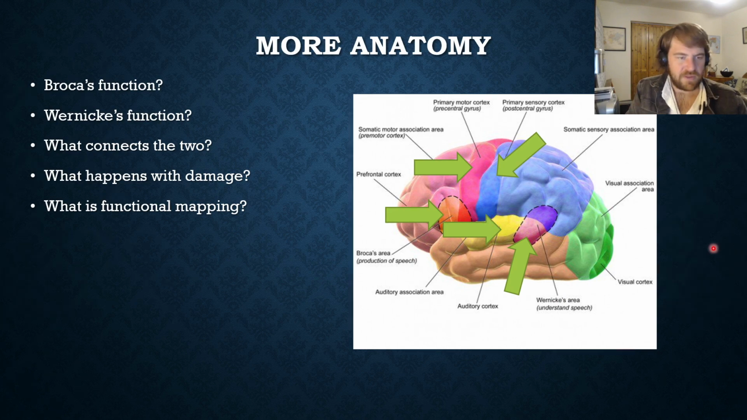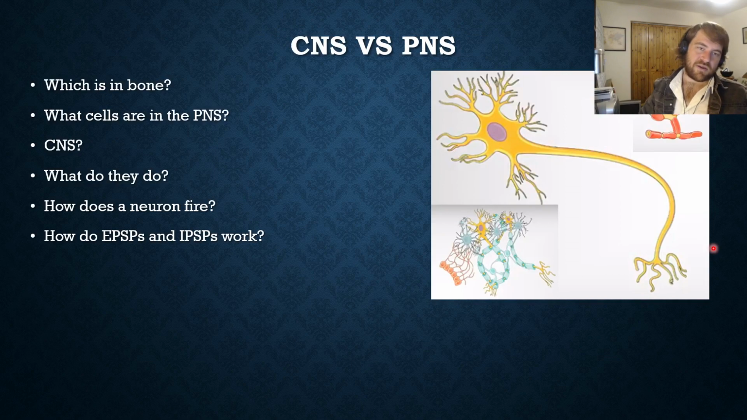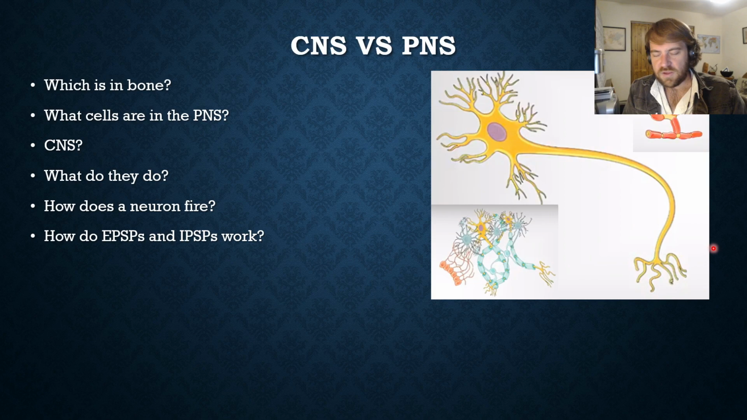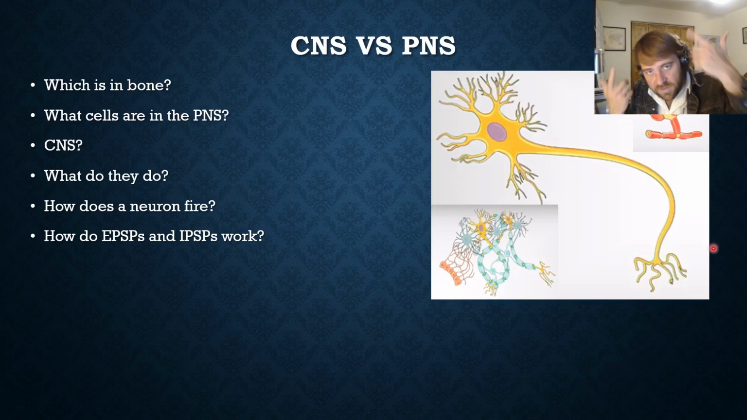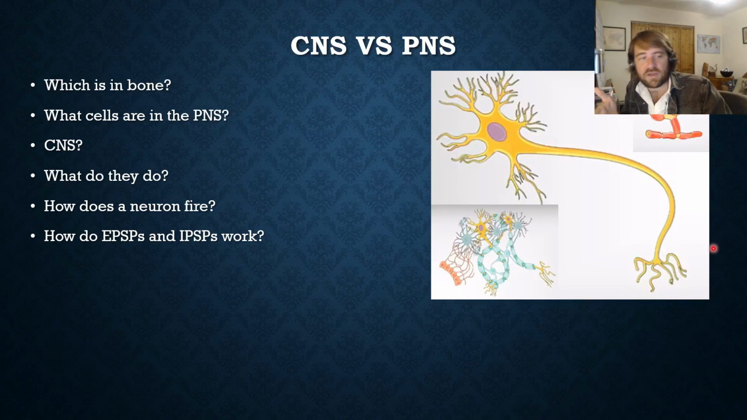Okay, next, we're going to talk about central nervous system and peripheral nervous system. Which one is encased in bone? This is one of the first things that we learned about in this unit module. The one that's encased in bone is the central nervous system. It's inside bone. It's in the skull. It's inside the spinal column. The central nervous system is in bone. The peripheral nervous system is outside of bone.